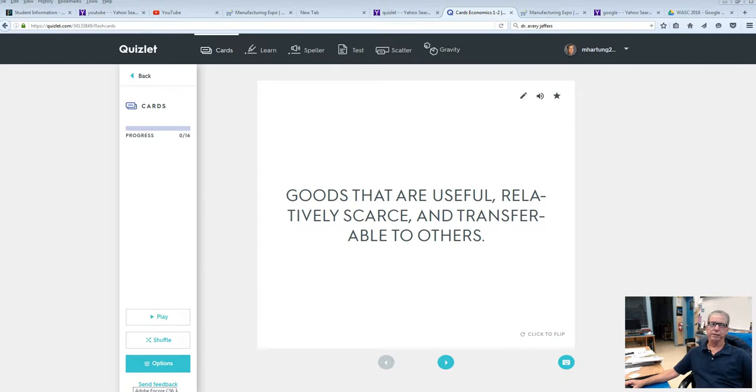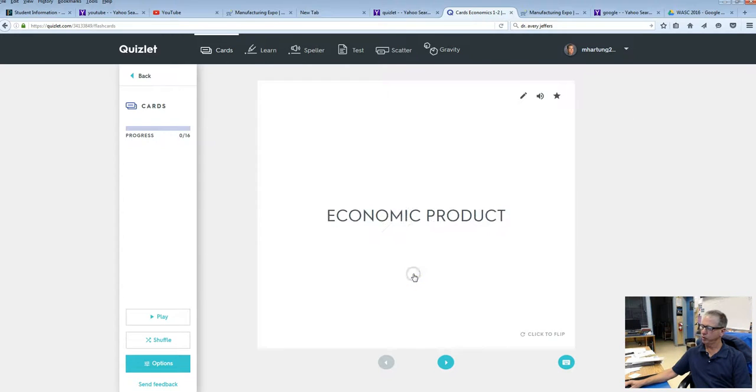Let's take a look at the vocabulary and concepts for our Chapter 1, Section 2, beginning with goods that are useful, relatively scarce, and transferable to others. So with goods, we're talking about products, things that you can see and touch, and that could be transferred, such as sold to somebody else, for example. And so anytime we're talking about that, we're talking about economic issues, and so we're talking about an economic product or an economic good.